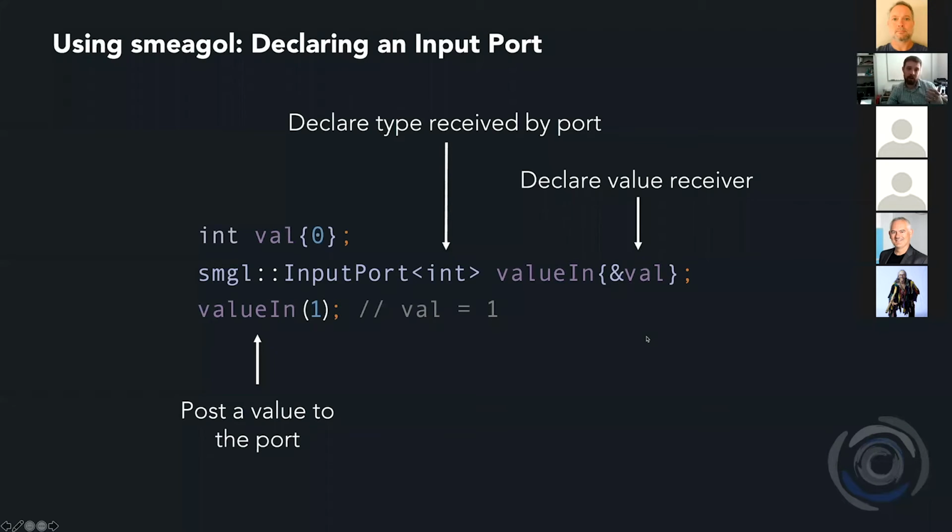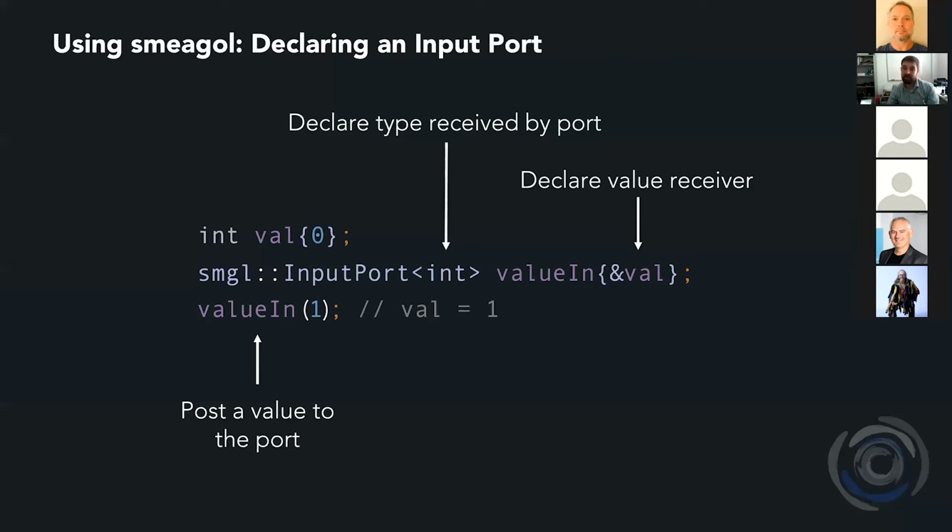An input port accepts a value of a particular type, in this case, an integer. It's templated on an integer. And it places that value into some other target. In this case, we're going to place it into this value integer that we have here, val integer. And you declare that by making an input port of a particular type, and you just give it the reference to the target that you want. And when you give the input port a value, it assigns it to the target that you give it. Targets, it posts a value is the terminology that I use.